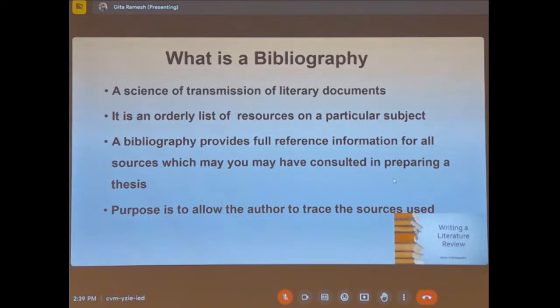What do you mean by bibliography? It is a science of transmission of literary documents in an orderly list of resources on a particular subject, or it provides full reference information for all the sources which are consulted while writing a thesis. The purpose of a bibliography is to allow the author to trace the sources whichever are available and whichever are used.